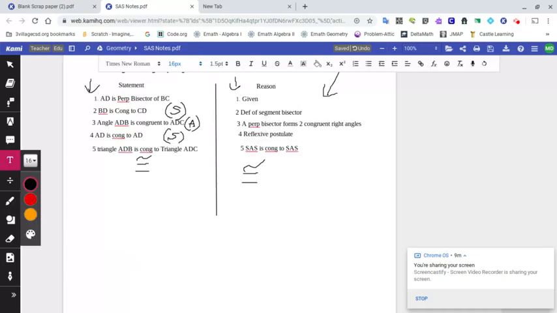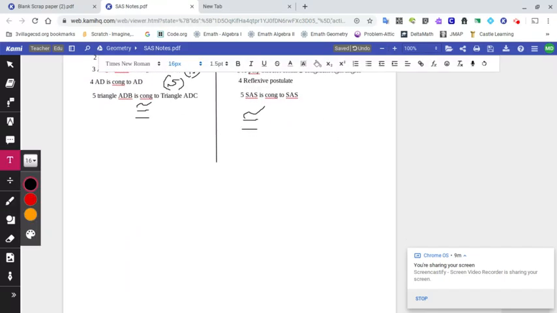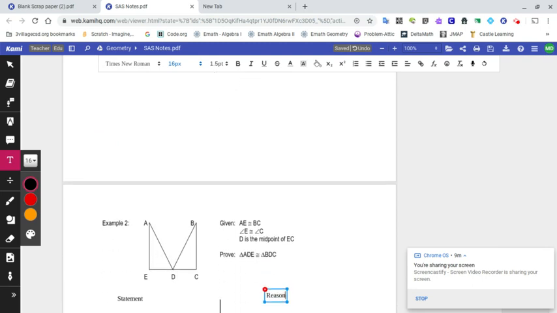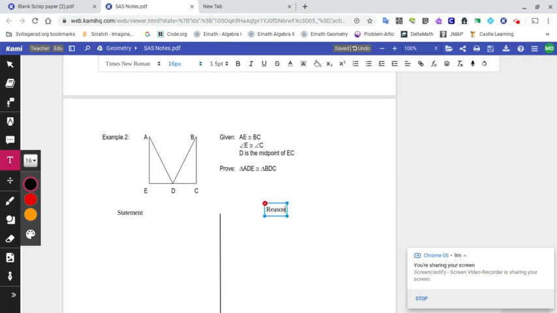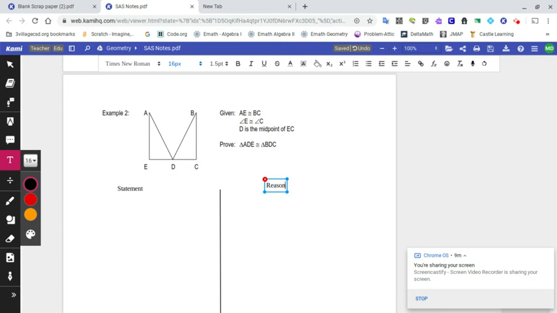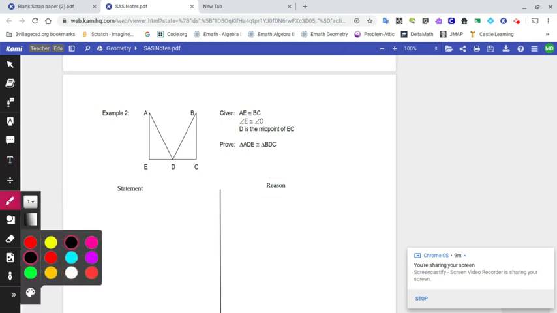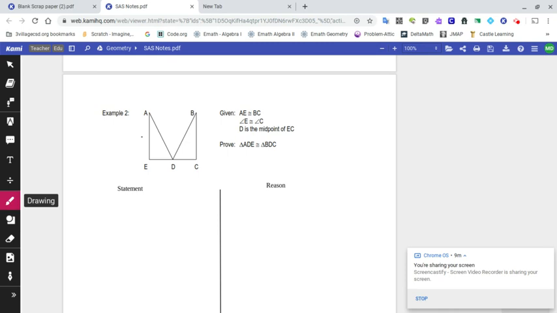All right, so let's continue. Let's scroll down to the next one and see what we got in this case. Again, the first thing you should always do is mark the diagram with what you're given. So this first one says AE is congruent to BC. I'm going to mark that. Angle E is congruent to angle C.